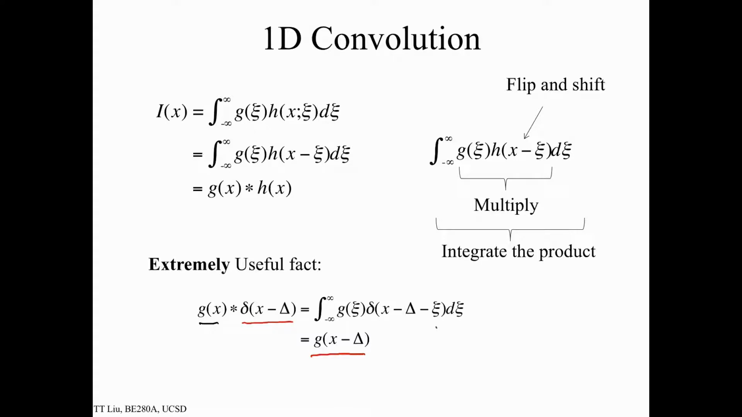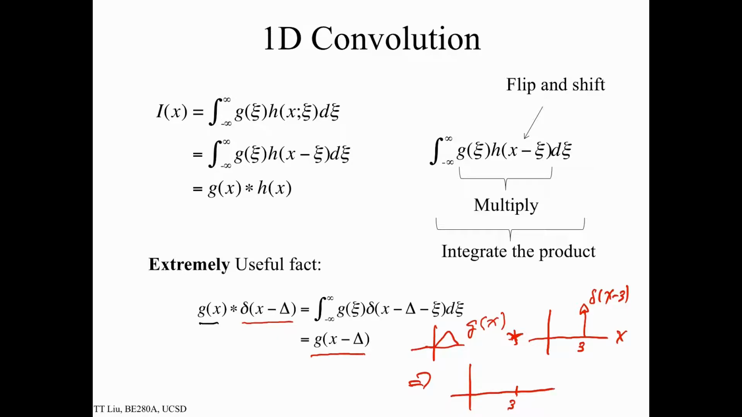So for example, if I had g of x as maybe some function like that, and I convolve it with a Dirac, let's say this is at 3, so this is delta of x minus 3, then my output is simply a shifted version of g of x. So it would be, here's 3, and then this is g of x minus 3.